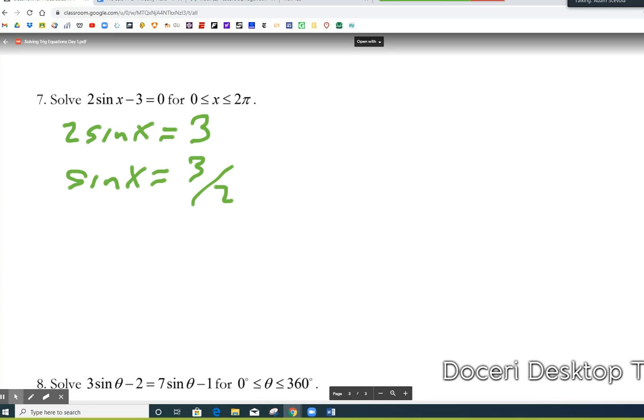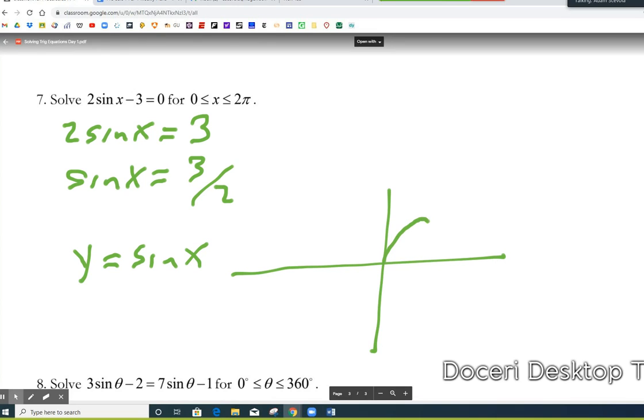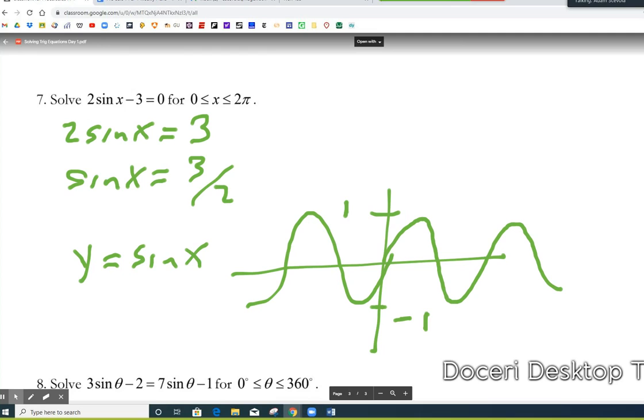If the sine of x is equal to a number, 3 over 2, and we try to type that in a calculator, it's going to give us a funky answer. It would say something like a domain error. If you think of the graph of y equals the sine of x, it's only going to equal numbers between 1 and negative 1. So at most, sine could be 1. At least, sine could be negative 1.